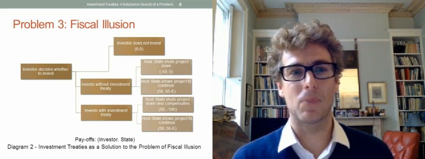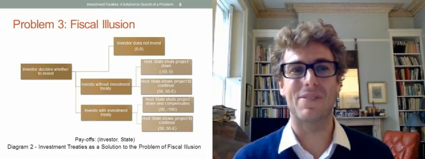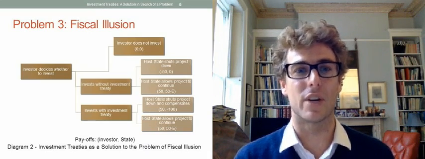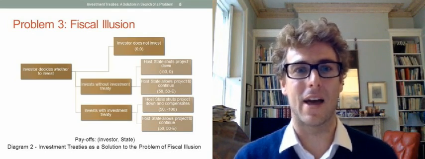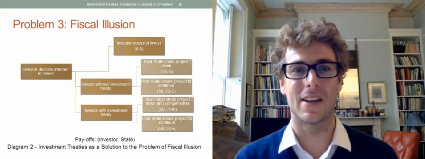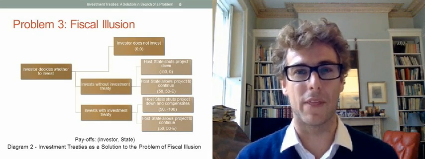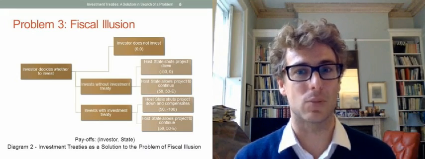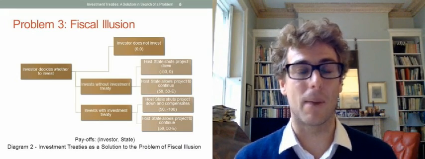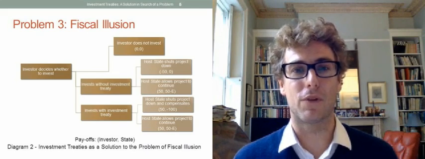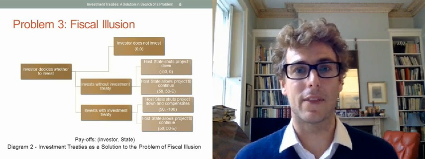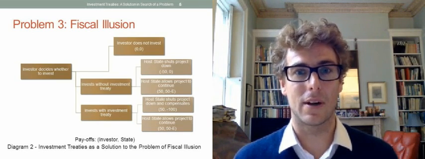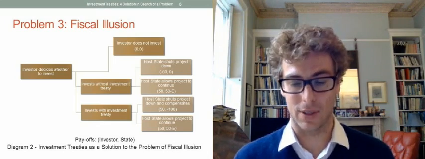Also, we can see that if there is an investment treaty, there's a risk of regulatory chill because the government knows that the payoff you'll see if it shuts a project down when there is an investment treaty in place is -100. So that might dissuade government from making the decision to shut the project down, even when the external environmental impacts justify it doing so.